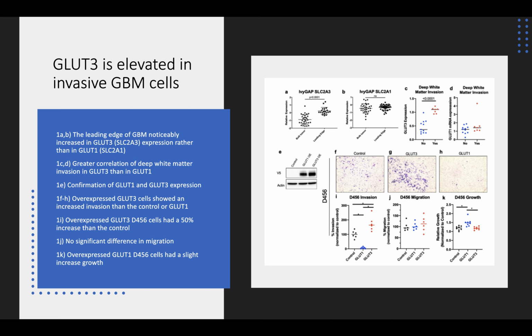So now we can get started and dive into figure one. This is figure one, called GLUT3 is elevated in invasive GBM cells, and that was the focus of figure one.